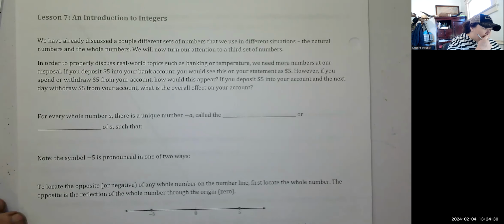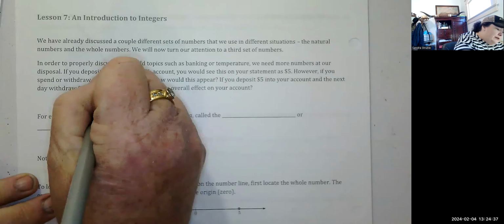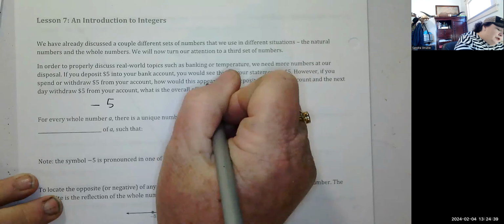$5 from your account, how would this appear? So let's think about that. It would appear as a minus the $5. They're going to put minus 5 for how that would appear.